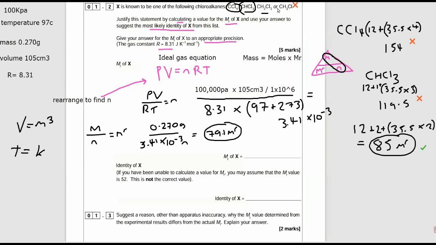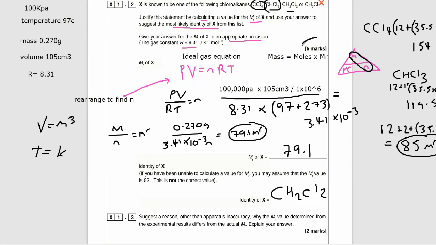And for the final one, you've got a methyl group, which is 15 plus 35.5. That's like 50.5. So it's way off, way below our predicted MR. So the MR is 79.1 and the identity is CH2Cl2. And that will get you 5 beautiful marks. All right, let's move on.